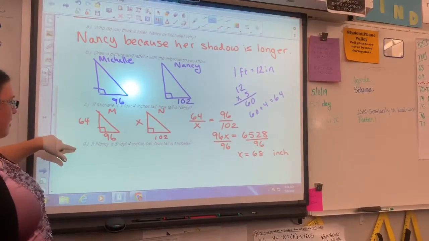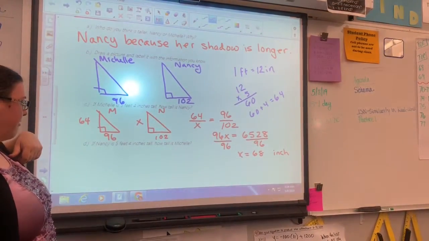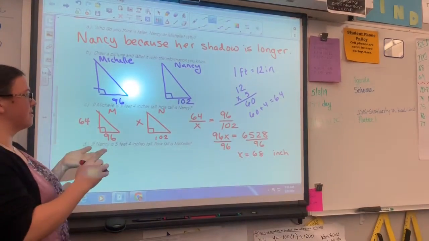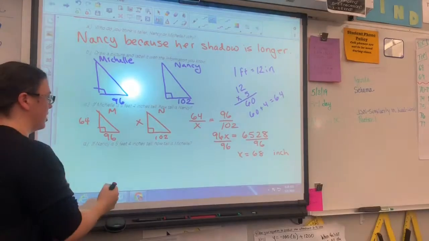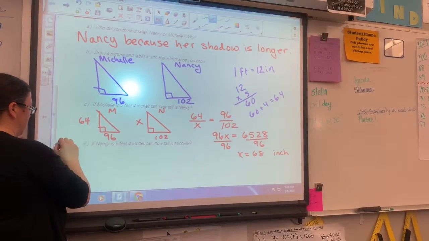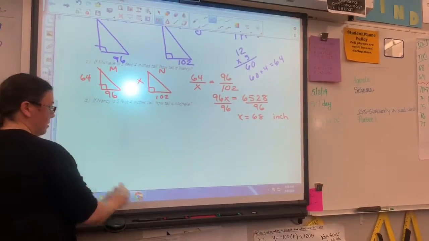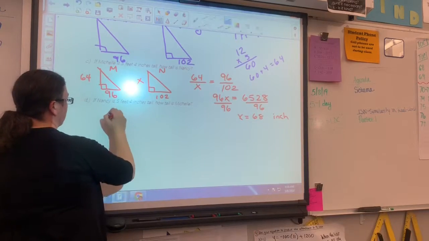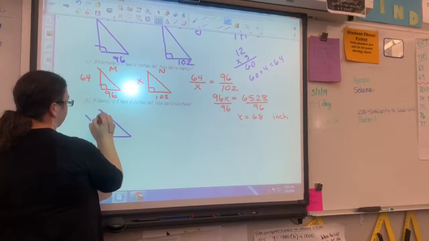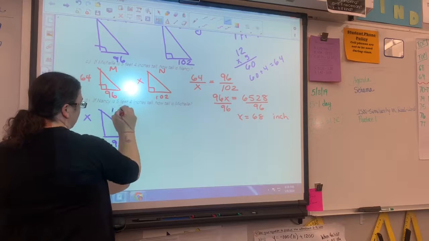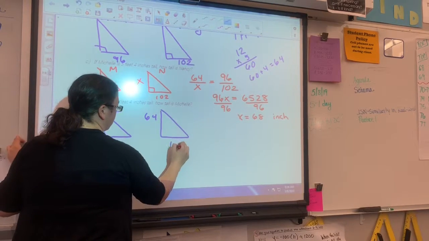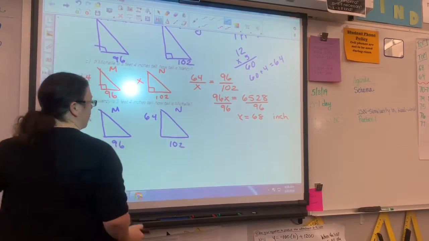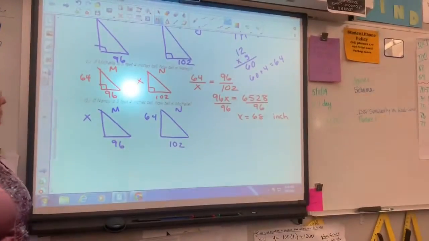Now, in the next problem, if Nancy is 5 feet, 4 inches tall, so now we're switching it. Instead of Michelle being 5 feet, 4 inches, Nancy's going to be 5 feet, 4 inches. So what am I going to change? You just put X in the top left instead. And then you put the 64 on the other side of Nancy. So Michelle gets an X and a 96, and Nancy gets a 64 in a proportion. And what will my proportion look like? X over 64.